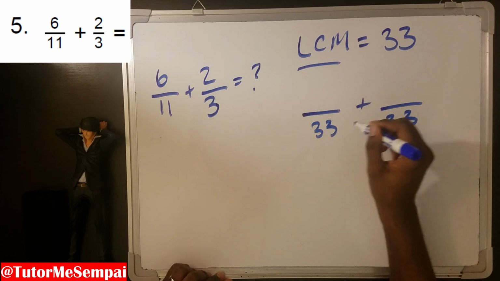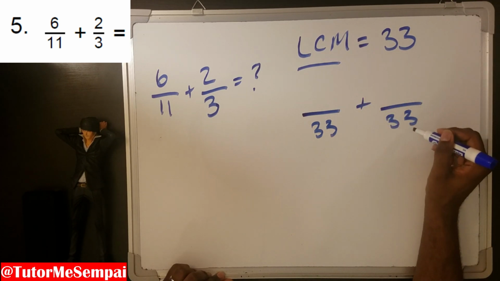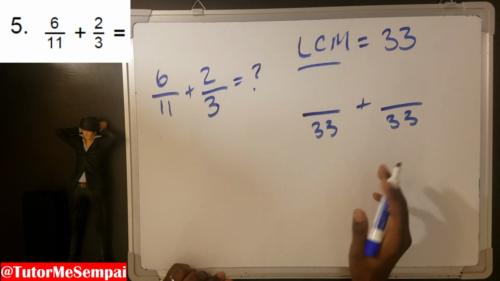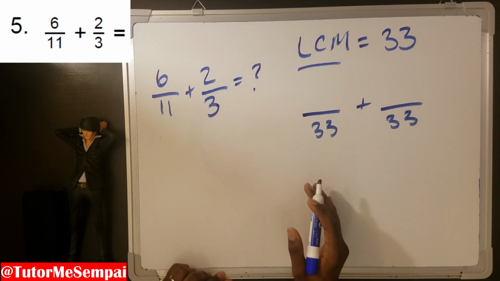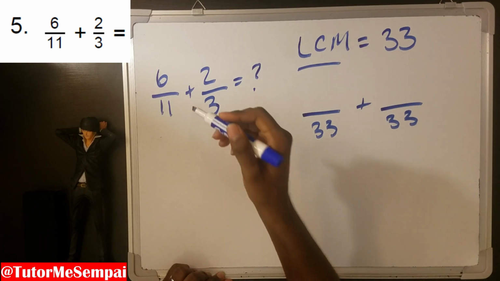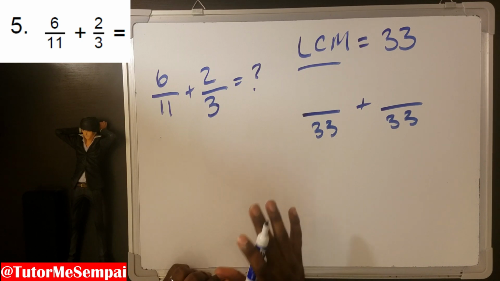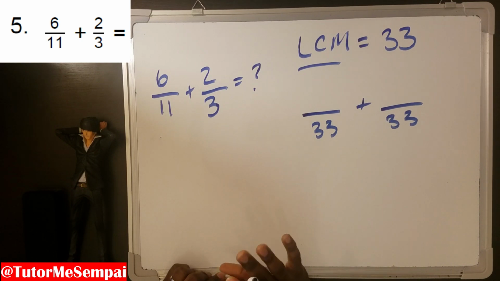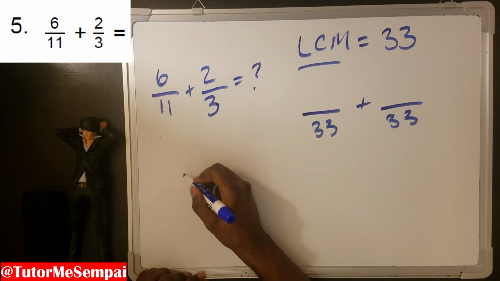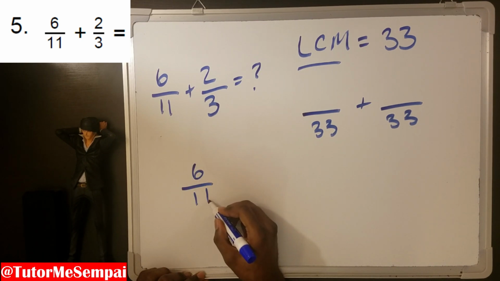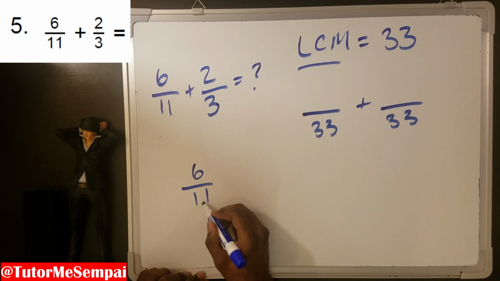Something over 33 plus something else over 33. But how do we get this without changing our question? Well, that's easy. As long as whatever we do to the numerator, we're also doing to the denominator and vice versa, we are not going to change the question, but we're going to change how it looks. In order to get 33 in the denominator, what do we have to multiply the denominator by?